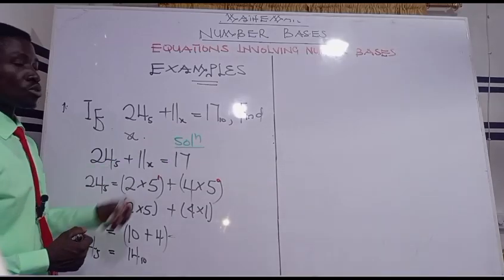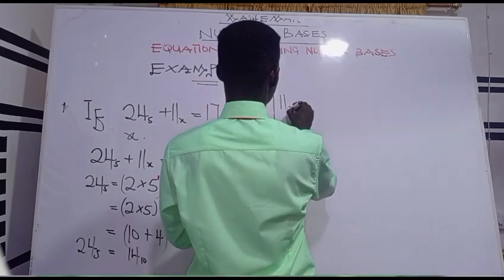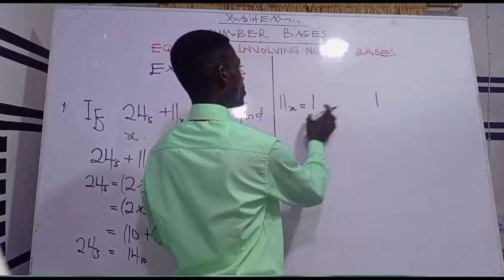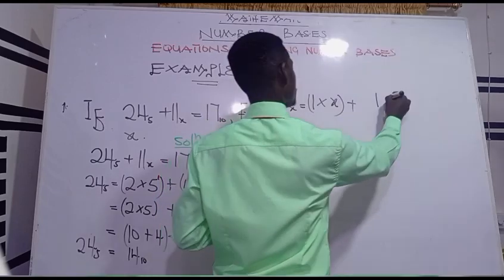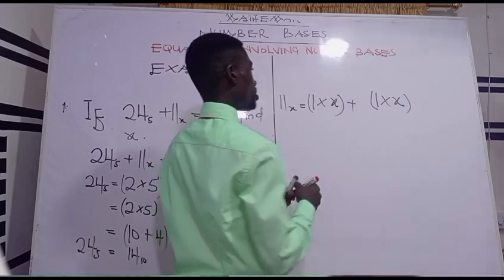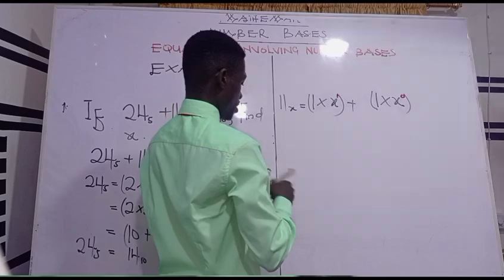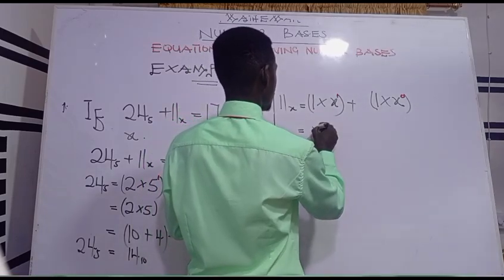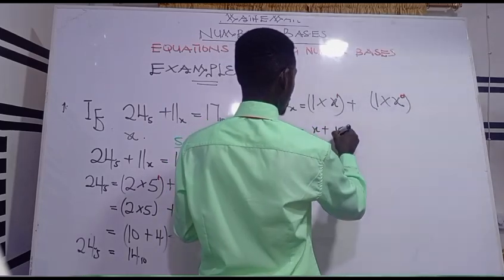Now let's convert this to also a base 10 number. So we have 11 base x. So we have 1 and then 1. Then multiply each of these by the base given, x. We sum them. And then we start counting from the extreme right to the left. So we have 0 and then 1. So let's simplify. We are going to get 1 times x is still x, plus 1 times 1 is 1.